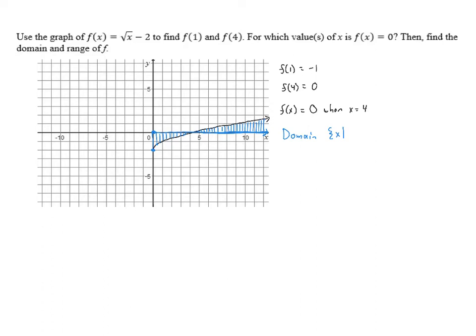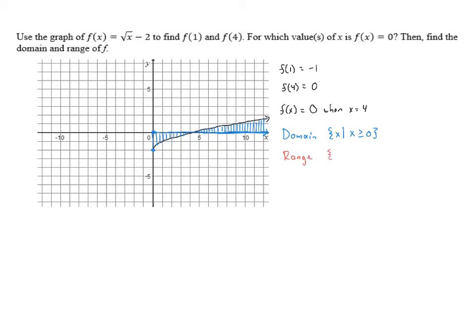So our domain is only going to include positive numbers and 0, and the way that we can express that is by saying x has to be greater than or equal to 0. So the domain is the set of numbers x such that x is greater than or equal to 0. Now we can look at the range.